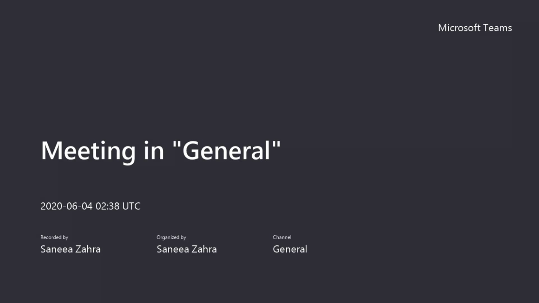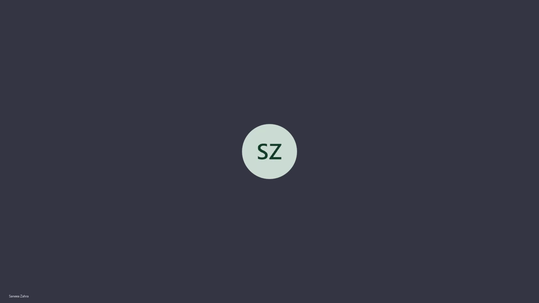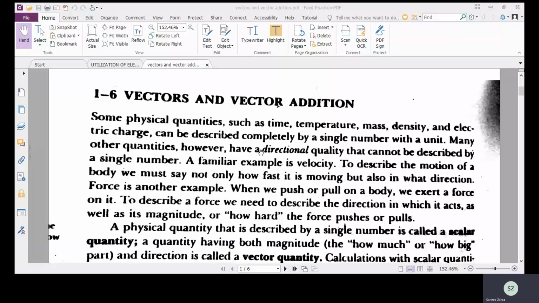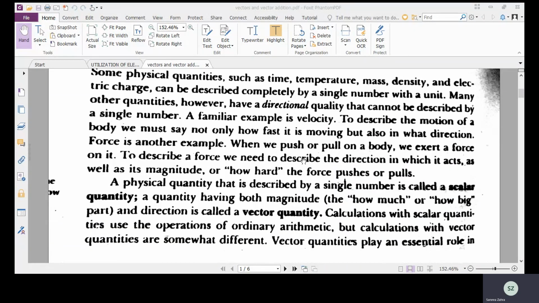About vectors and vector addition. You're familiar with vectors. Some physical quantities such as time, temperature, mass, density, electric charges can be described completely by a single number with the unit. Many other quantities, however, have direction and they cannot be described by a single number. For example, velocity, acceleration, force, you cannot explain them by using a single number.